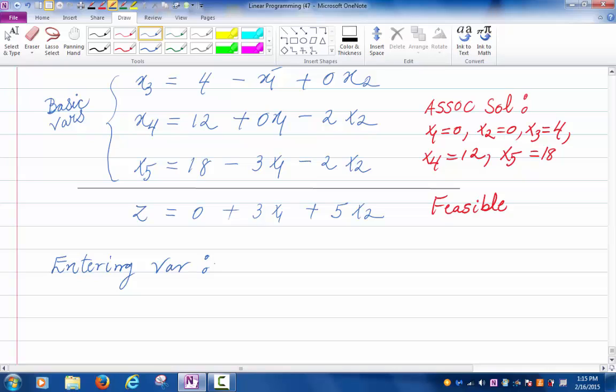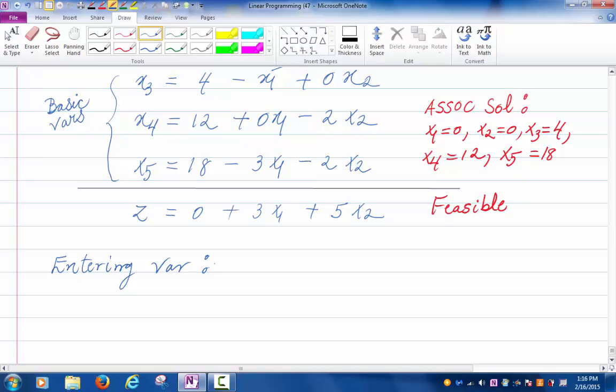Compare that with the situation where the coefficient of x1 is -3. In that case, if I increase x1, I am actually decreasing z. That's not a good thing to do because I'm trying to maximize z. Am I making sense? So how am I going to choose my entering variable? Look at the row for the objective function and identify the variables with positive coefficients and pick one of them to be your entering variable.